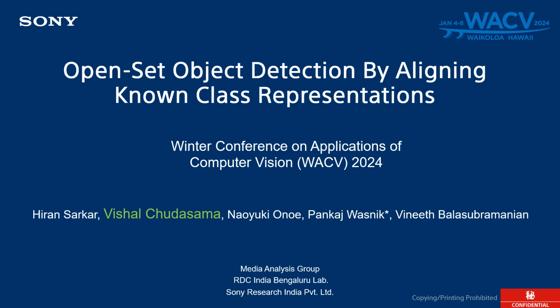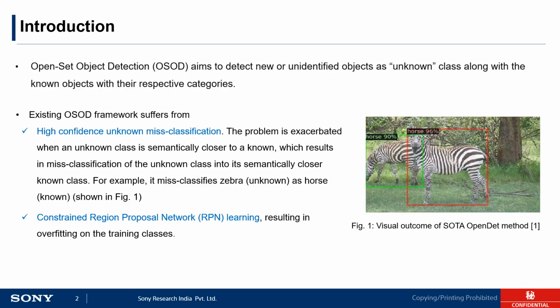The title of this presentation is Open Set Object Detection by Aligning Known Class Representations. Open set object detection aims to detect new or unidentified objects as an unknown class along with detecting known objects. However, existing frameworks suffer from misclassifying unknown objects with high confidence, which is exacerbated when an unknown object is semantically closer to a known object. For example, the zebra, which is an unknown class, is misclassified as a known class, labeled as horse.